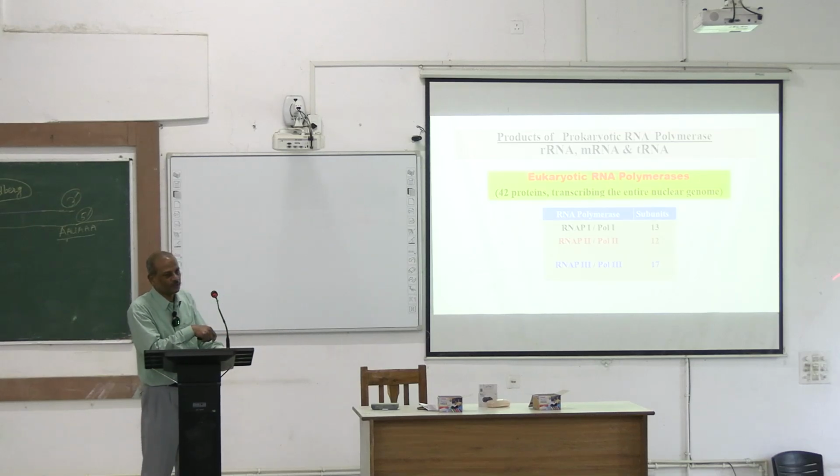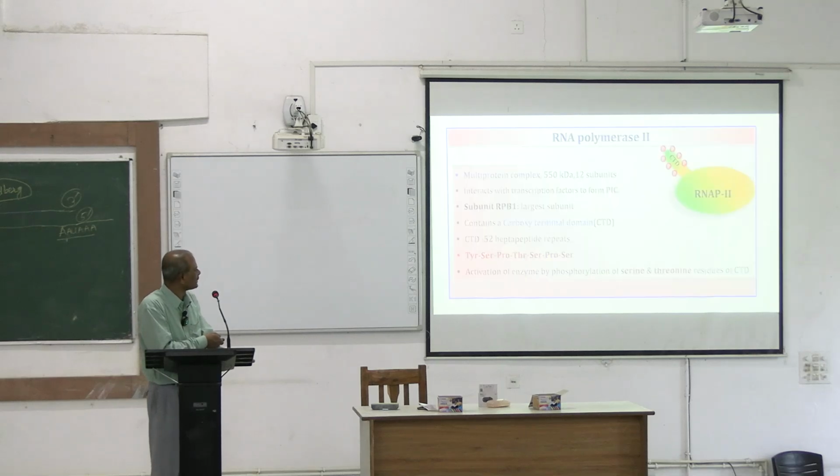RNAP1 has 13 proteins. RNAP2, which is of prime concern for mRNA synthesis, has 12 protein subunits. You see each protein has some function. RNAP3, which produces tRNA, has 17. So 42 proteins are involved, as an integral part of the RNA polymerase basically, not as transcription factors.